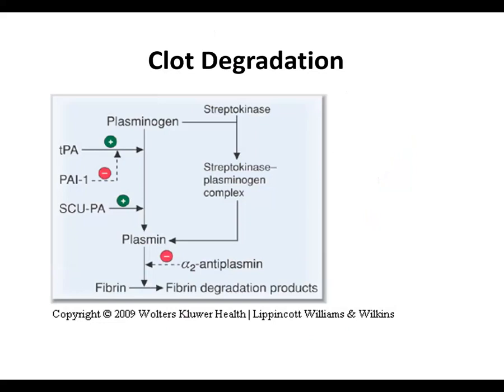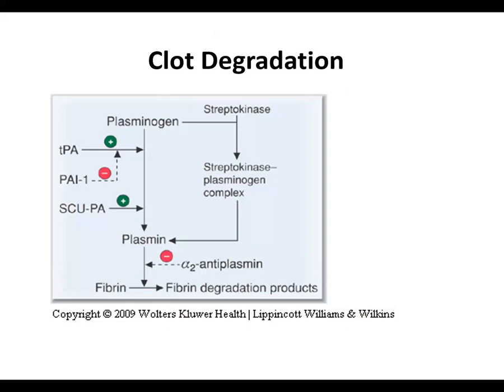The last step in turning off coagulation involves turning on fibrinolysis. This switch is in part mediated by activated protein C, which stimulates the release of tissue plasminogen activator, which is abbreviated TPA in this figure, and it also inhibits plasminogen activator inhibitor, which is abbreviated PAI-1.